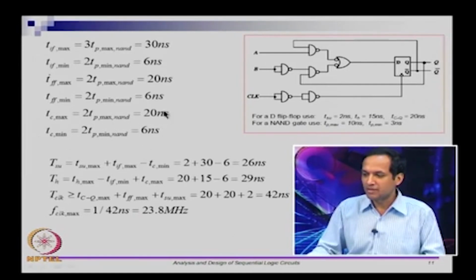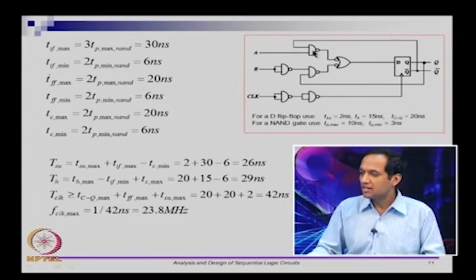So, these two parameters are the easiest to derive. Now, let us go and look at IF max, IF min, FF max and FF min. If you look at IF max, from the input, what is the largest time it takes to go to the D flip flop? Clearly there is a path from A through here to go here, and there is a path from B through 3 gates to go to D.